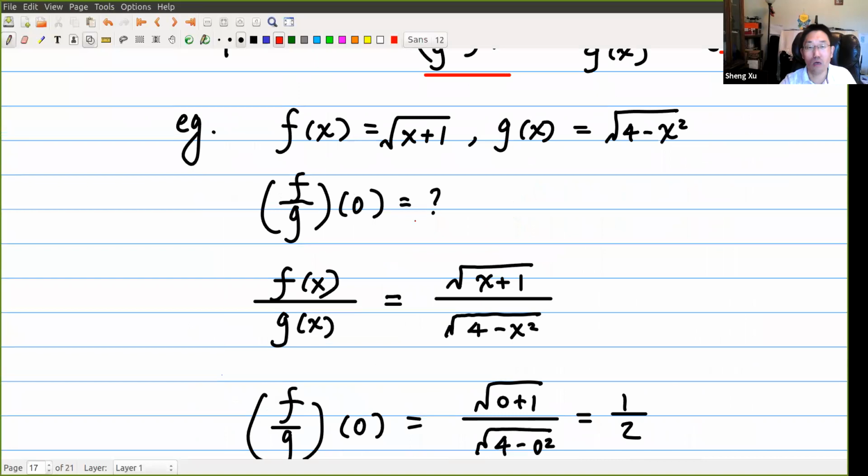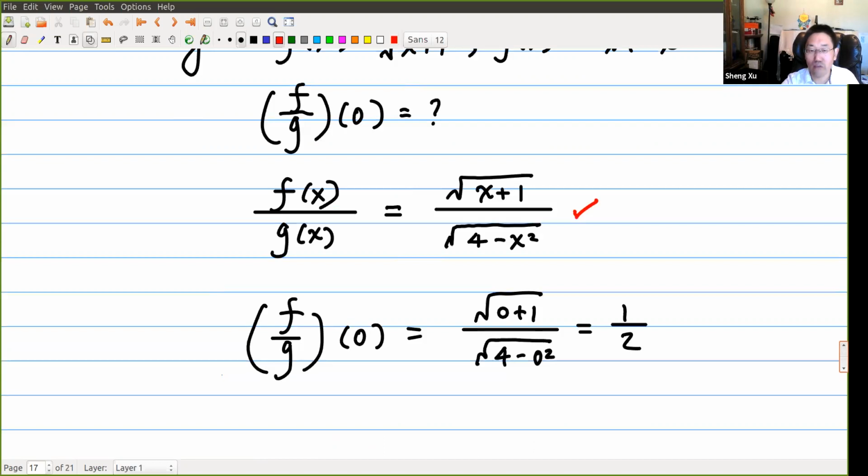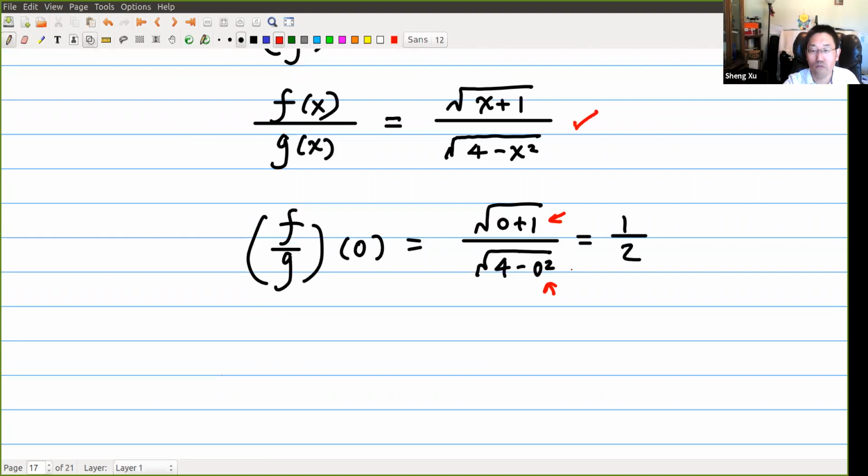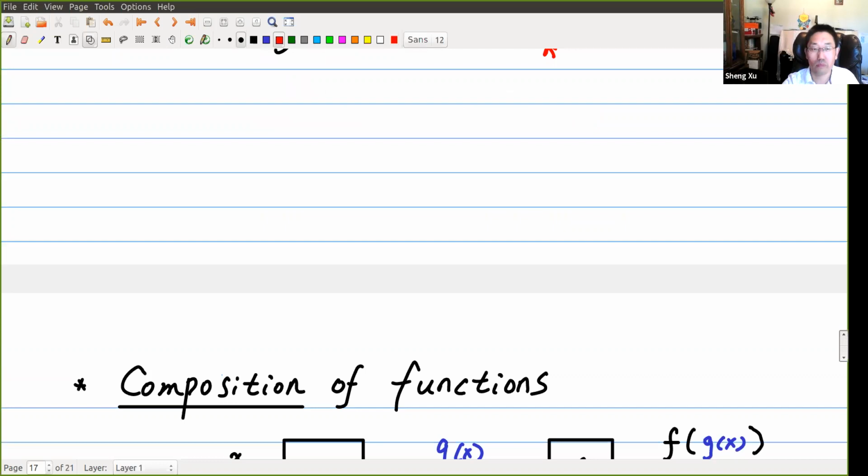For example, say f(x) equals the square root of x plus 1, g(x) equals the square root of 4 minus x squared. If I ask you, what is (f/g)(0)? This is a combination of two functions. f(x) is the square root of x plus one, g(x) is equal to this, so f over g is the expression here. Then you evaluate. Zero is in the domain of f and also in the domain of g, no problem. Put zero here, put zero there, evaluate, and then divide, you get a half. Simple. This part here is very obvious.